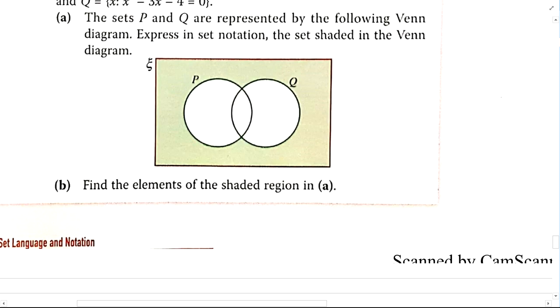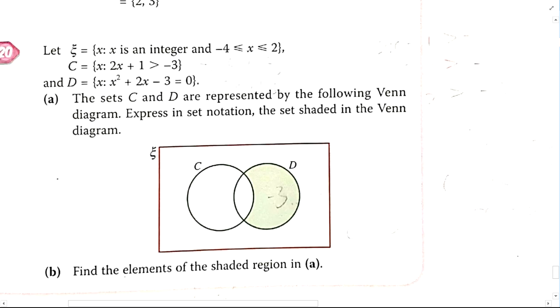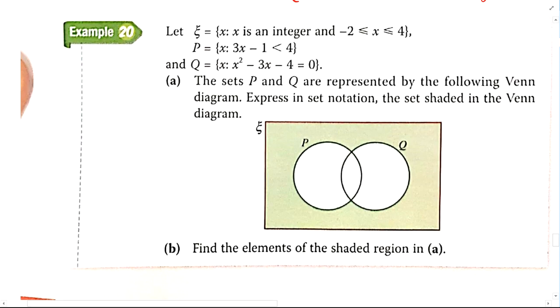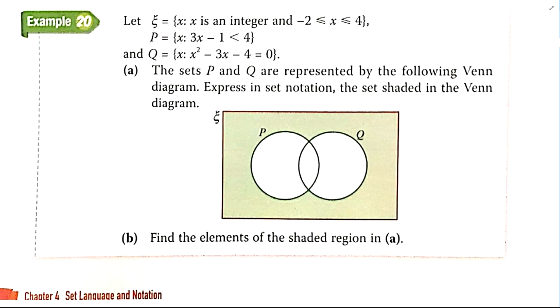Okay, last example. X is an integer between -2 and 4. I prefer to just list them down since it is a small range. -2, -1, 0. Okay, got all this. And P: X, 3x minus 1 is less than 4. It is an inequality which I can very easily solve. Q is a quadratic equation which I can easily solve with factorization also.